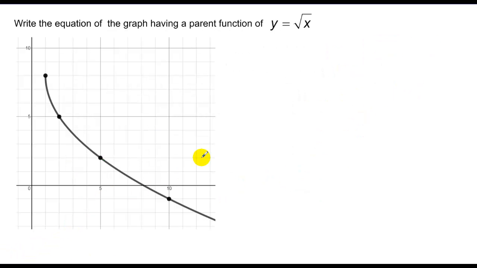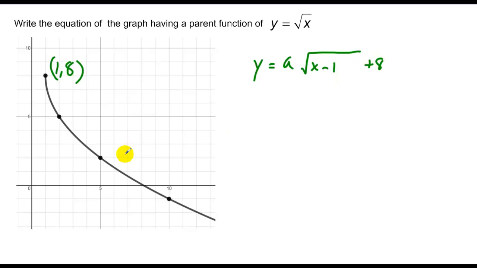Last example. Identify your h and k first. We're at 1 and 8. So I have y equals a root x minus 1 plus 8. Pick another point and plug that in. This is the point 5 and 2. I'll plug that in. So I have 2 equals a times root 5 minus 1 plus 8.